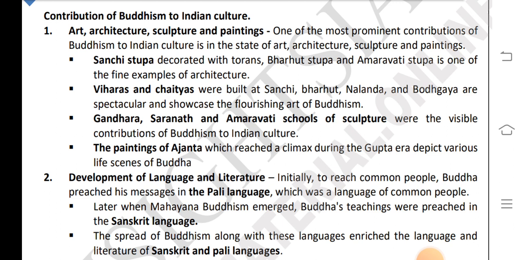The Gandhara, Sarnath and Amravati schools of sculpture bear the visuals. Contribution of Buddhism to Indian culture: the painting of Ajanta reached a climax during the Gupta era and depicted various life scenes of the Buddha.